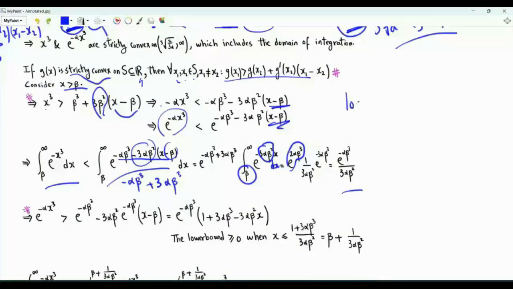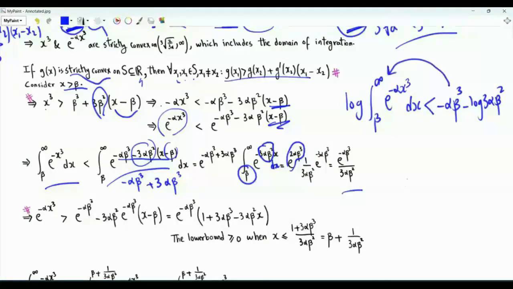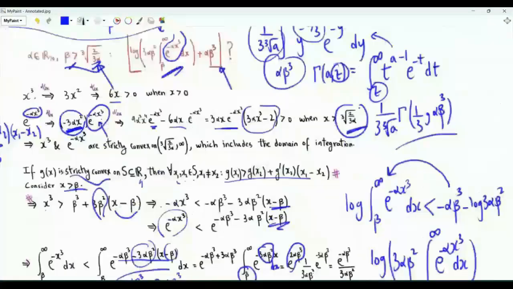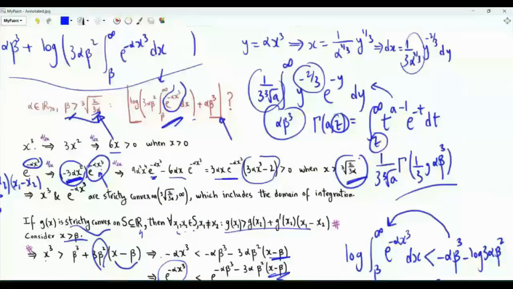If we apply it to the inequality, we have log the integral less than minus alpha beta cubed minus log 3 alpha beta squared. If we move everything to the left-hand side, we can combine the logarithms. So we have log 3 alpha beta squared, then the integral, plus alpha beta cubed. And if we compare, it is exactly what we have here.